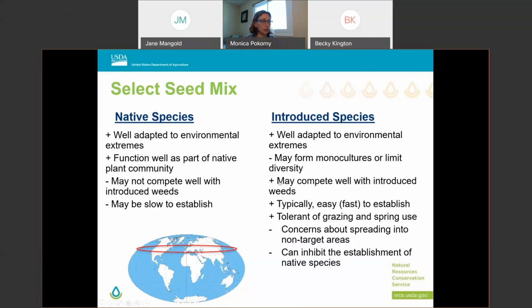The introduced species can be more competitive, and a lot of that is because they establish really easily and grow faster and establish faster than some of our natives. Again, this is a real generalization, because we do have some native species, like cultivars of bluebunch wheatgrass, that establish well and do well with invasive weeds. Another concern with the introduced species is that they might spread off-site from where you've seeded them.